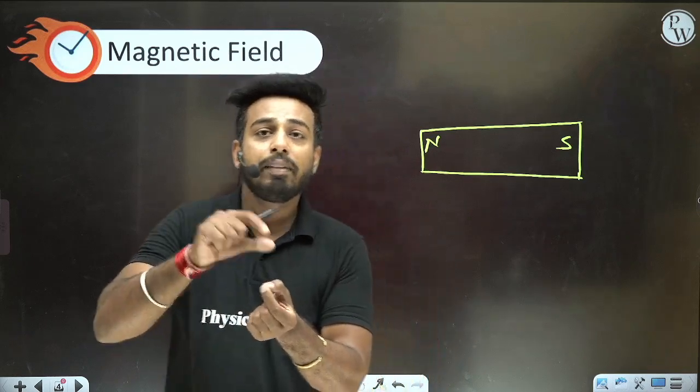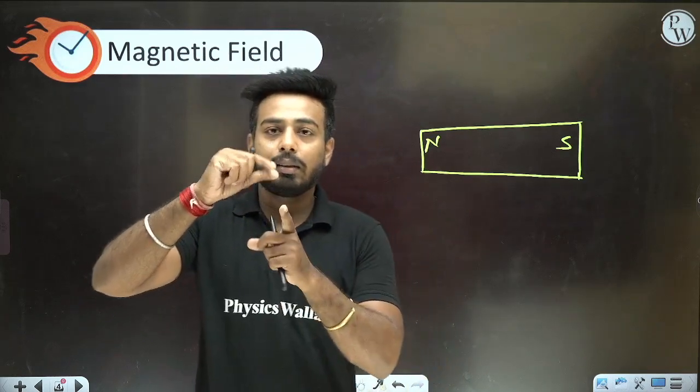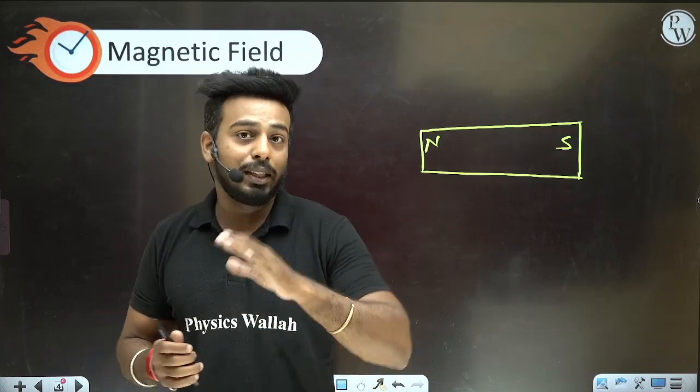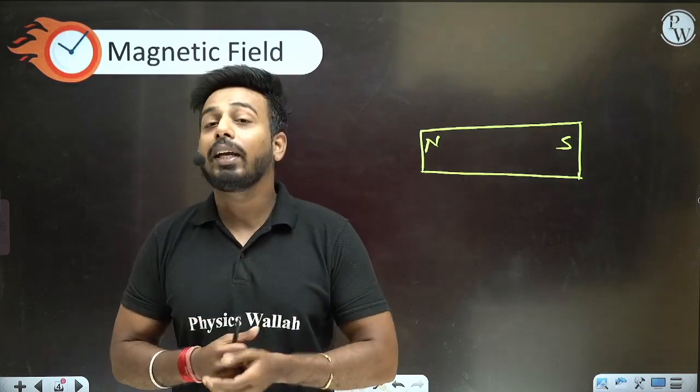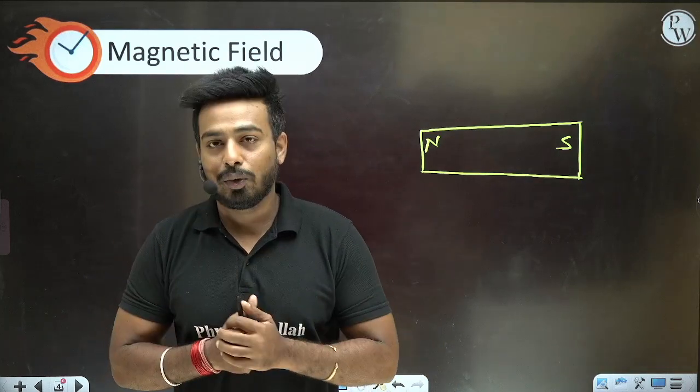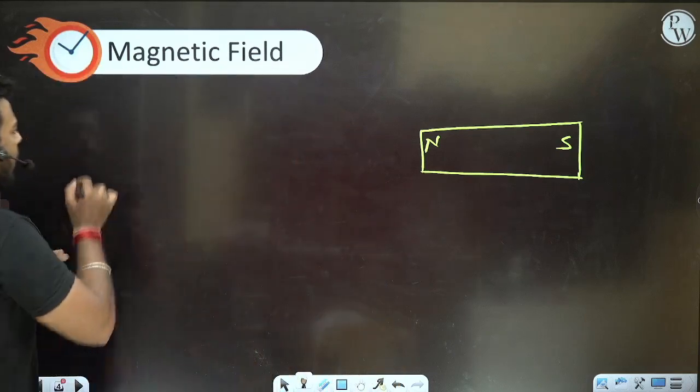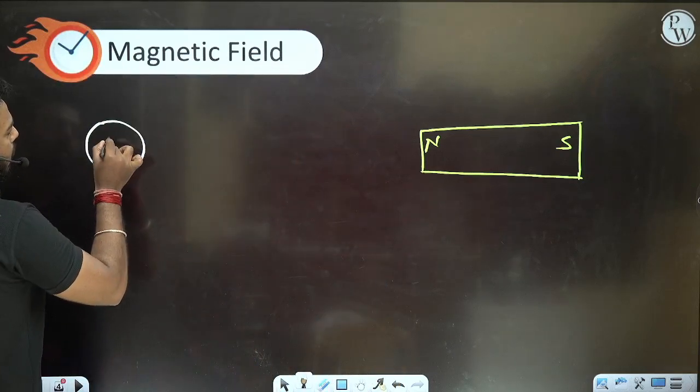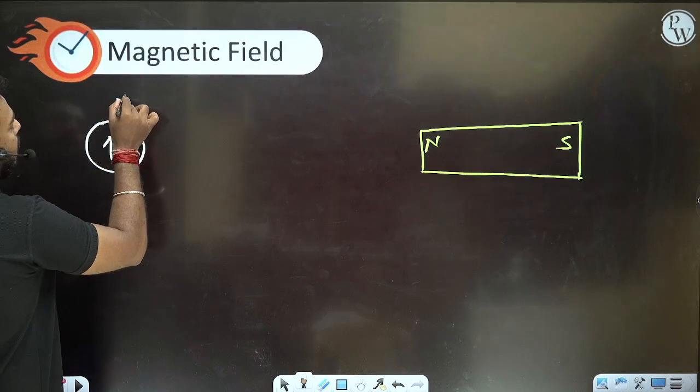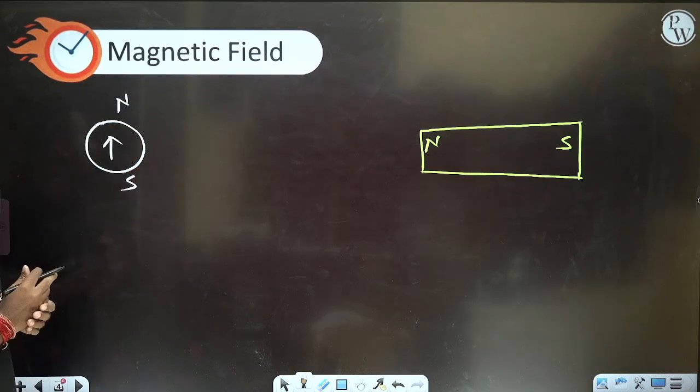There is a small magnet placed between the two glasses, and the magnet is free to rotate in its horizontal plane. In that way, it always stays in the north and south direction. Then, if I have a compass, in that condition, it will always stay in the geographical north and south direction.